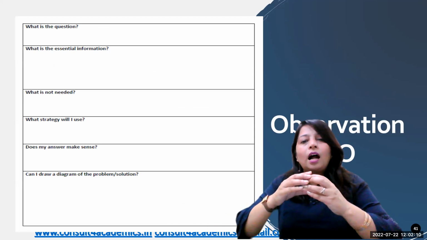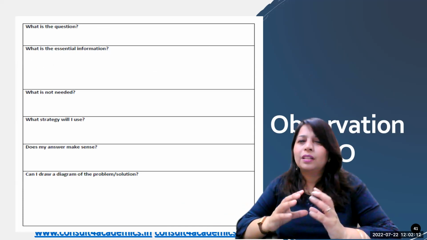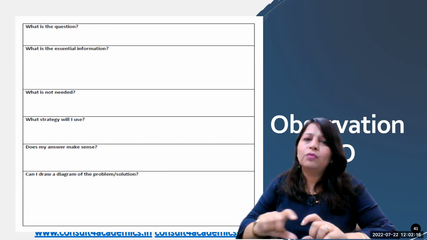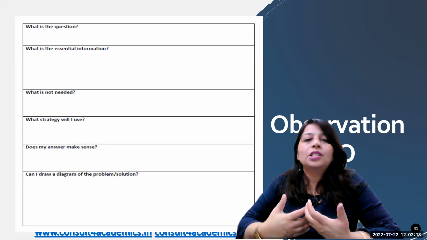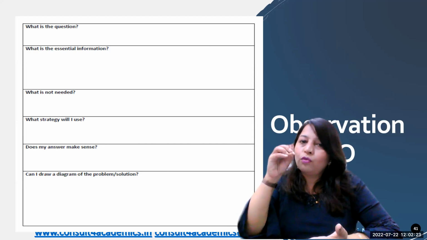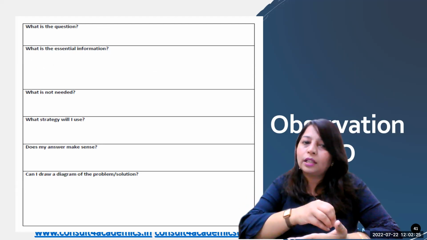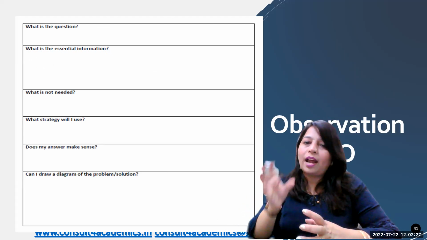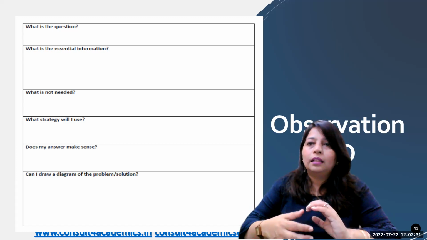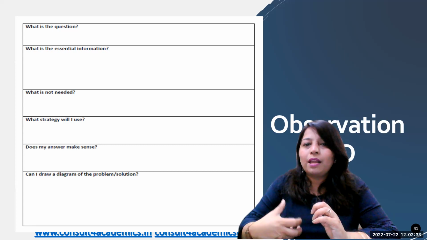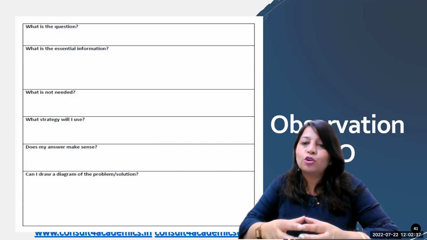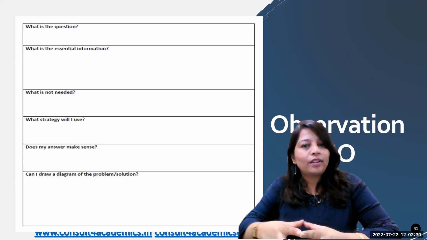When the children are going to solve a particular problem, they have to firstly list down what is the title, what is the question, what's the issue, what's the essential information required, what is not needed, what they have to explain, what they do not have to explain, and what strategy they will use to solve this particular problem. And then they have to check whether my answer makes sense or not, and then can I draw a diagram of the problem or the solution, and then they'll be drawing the same.